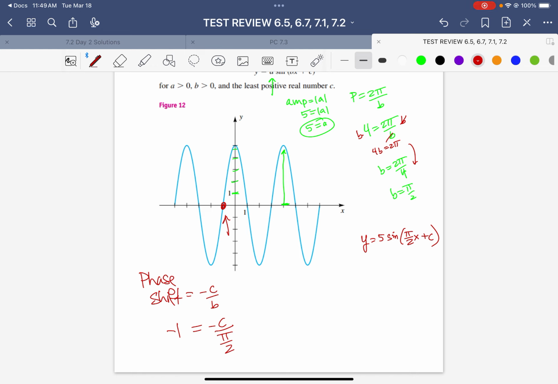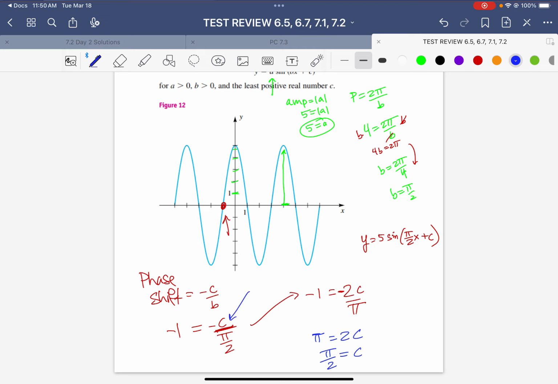Well, if I divide by a fraction, that's the same as multiplying by the reciprocal. So I get negative 2c over pi, right? If I keep the top, change division to multiplication, and then flip the bottom, I get that. And then if you multiply both sides by negative pi, we get this. And divide by 2, we get this. So it turns out that pi over 2 is going to be what c is.